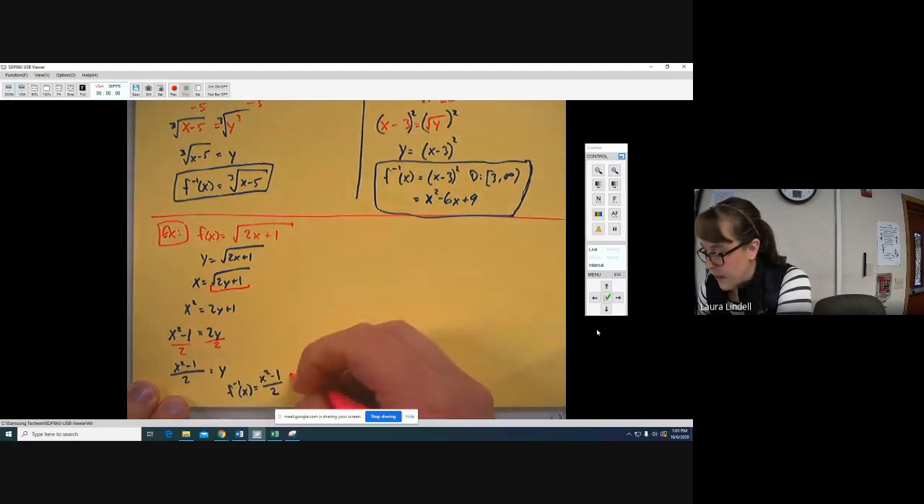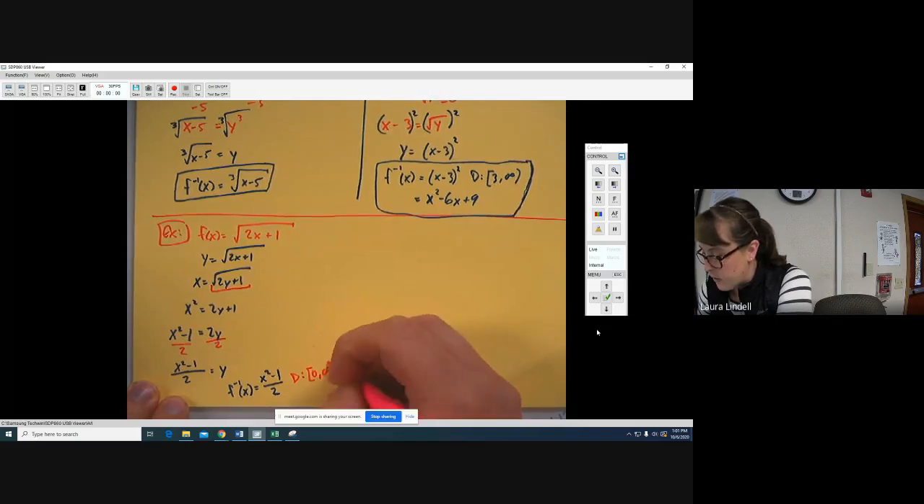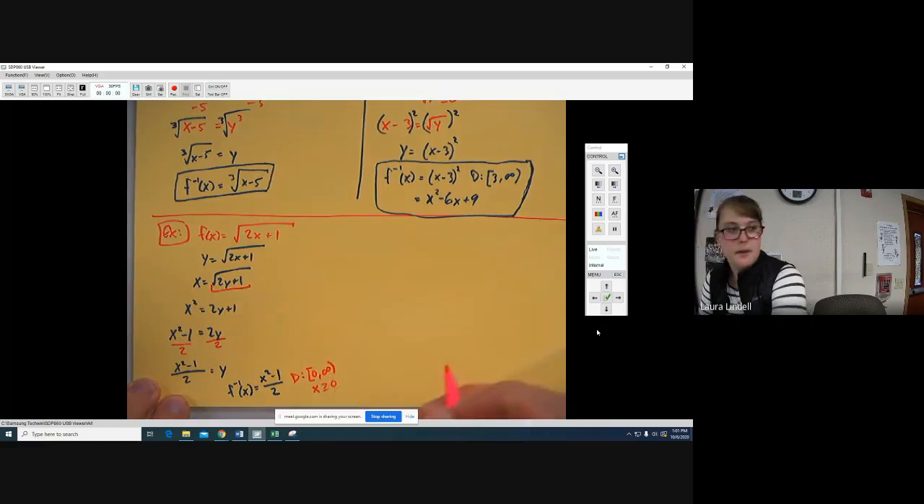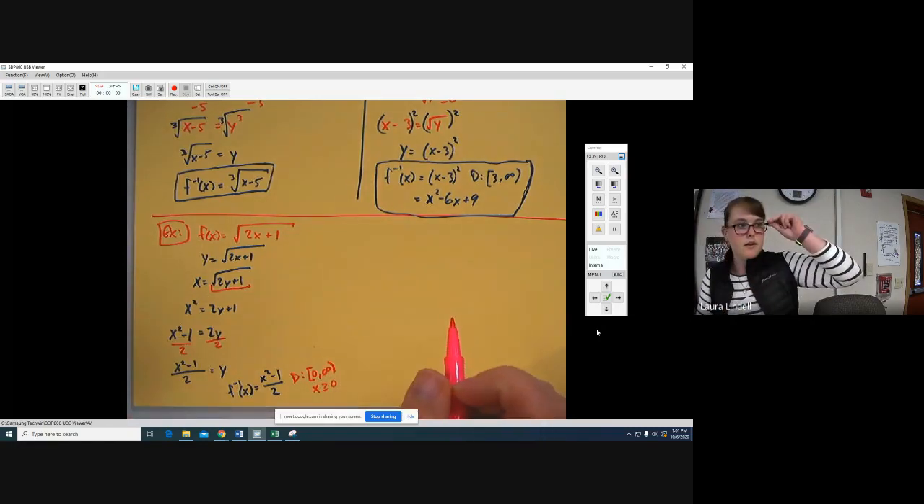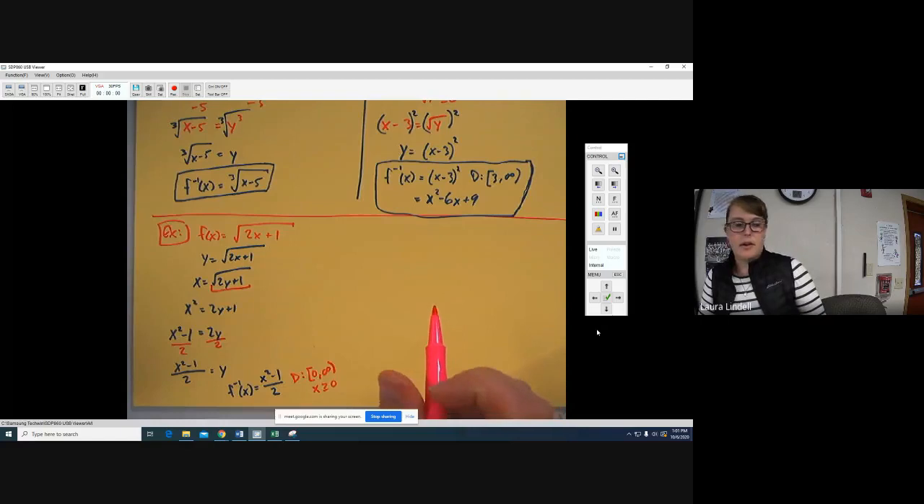So my new domain is also going to be 0 to infinity, or you could say x greater than or equal to 0. Those would be the same thing. Okay, so that's our domain restriction there. Any questions on that one? Any numbers we're not sure where they came from, steps we're not sure how they happened?